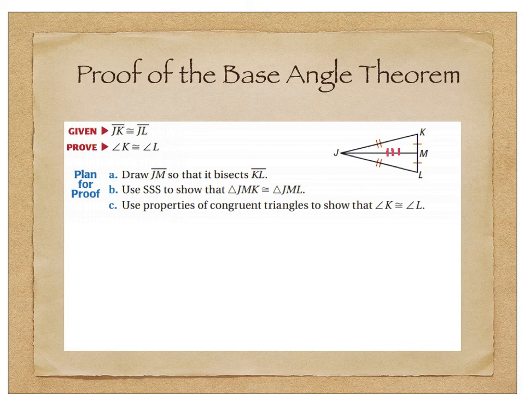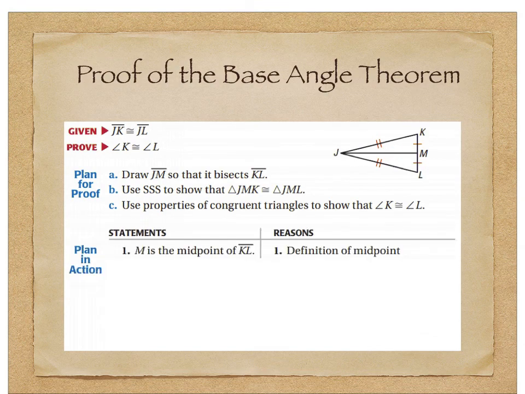And we're going to prove that the two triangles are congruent by side, side, side. And then last thing, we're going to use our favorite, or at least my favorite acronym, CPCTC. We're going to use that to prove that those base angles have to be congruent. So here we go. The first thing we're going to do, like I said, is put the midpoint on KL. There is only one midpoint.